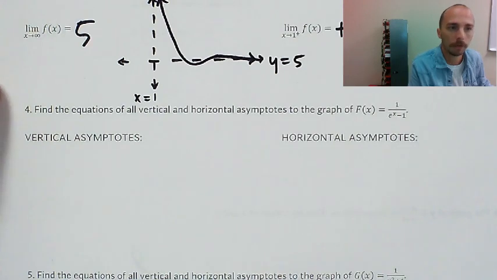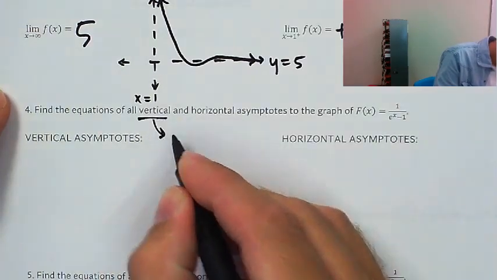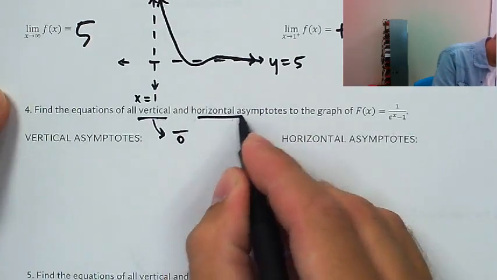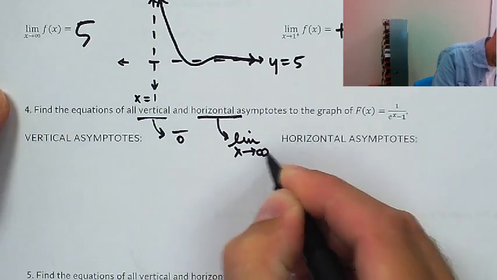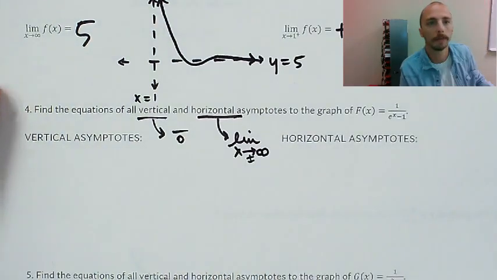Now we're going to find the equations of all vertical and horizontal asymptotes. Okay, just to remind you, a vertical asymptote is caused by dividing by 0. For a horizontal asymptote, we're thinking about the limit as x approaches infinity and negative infinity. So maybe I'll do a plus or minus there because I forgot.